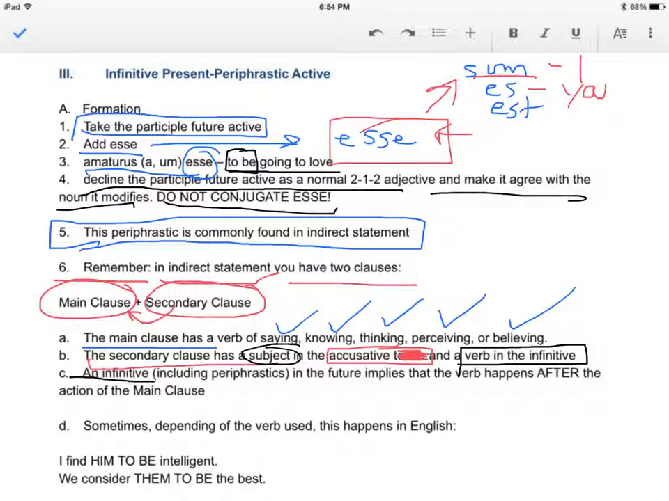So an infinitive, including the periphrastic in the future, implies that the verb happens after the action of the main clause. That's an important little note at the end there that will come into play more in this class as you learn more complicated sentences. And that point will become more clear when I actually give you an example sentence. But if you use a verb in the future in the secondary clause, it means the secondary clause happens after the main clause. It's a key point, very difficult for students to comprehend usually. So look at some examples.